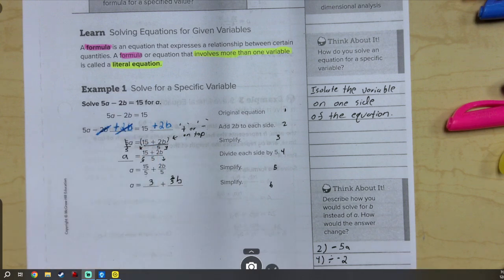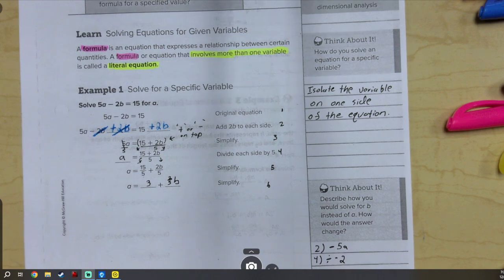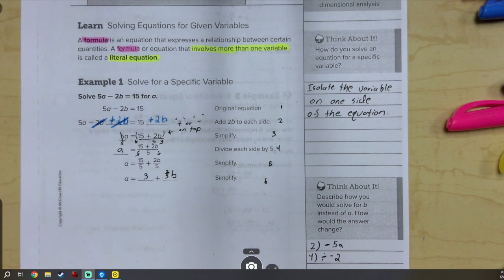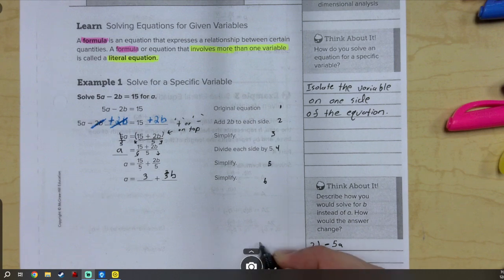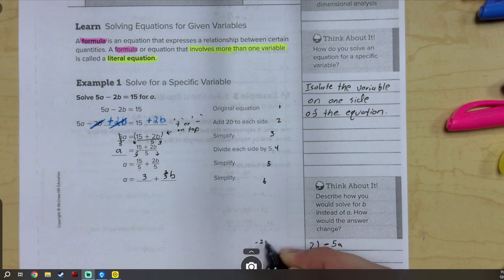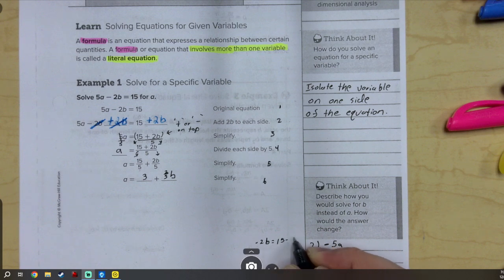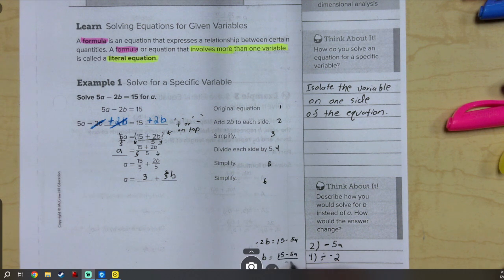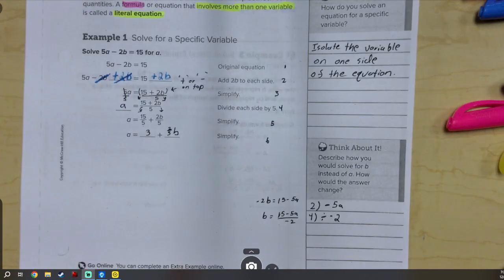How would the answer change? Well, at the end of this step, we will have negative 2b equals 15 minus 5a, and then we get b equals 15 minus 5a over negative 2. We can just leave it as a fraction. There's not much cleaning up we could do right here with that.